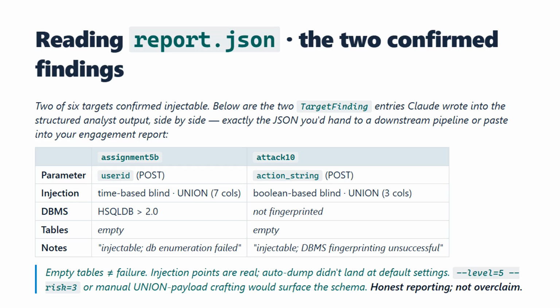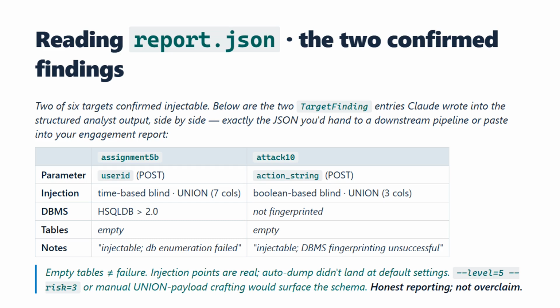Target attack 10, action string is injectable. Boolean-based blind and union at 3 columns. The DBMS didn't fingerprint at all this time. Tables empty again. That asymmetric column count, 7 versus 3, is diagnostic. The 2 endpoints' underlying select statements return different numbers of columns. An attacker would craft union-based exfiltration payloads tailored to each.